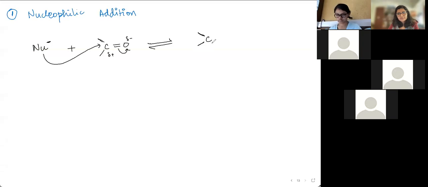Then you have the nucleophile that formed a new bond with the carbon. And then you have oxygen with a negative charge because it's pulled on this double bond by electrons. Okay. So the hybridization, यहाँ पे sp2 जो था 3 became 4. So the hybridization changes to sp3.